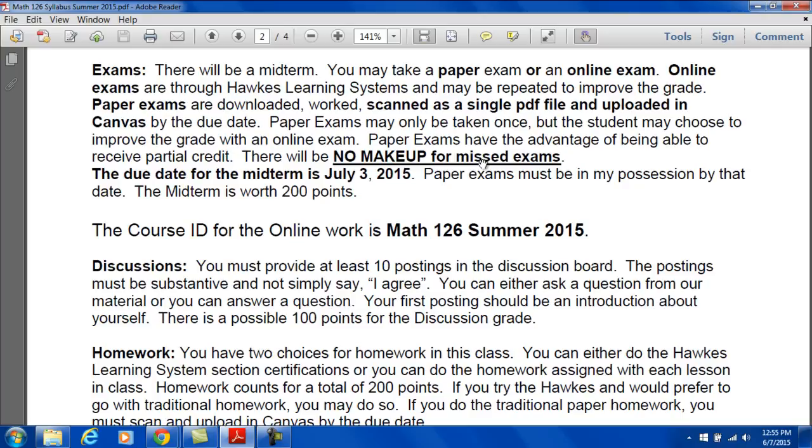Discussions. You must provide at least 10 postings in the discussion board. The postings must be substantive and not simply say "I agree." You can either ask a question from our material or answer a question. Your first posting should be an introduction about yourself. There is a possible 100 points for the discussion postings.